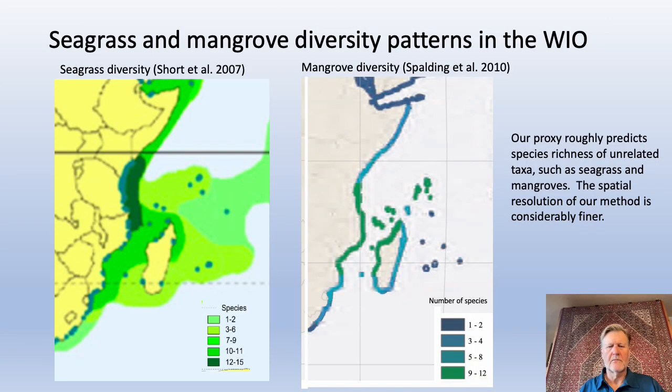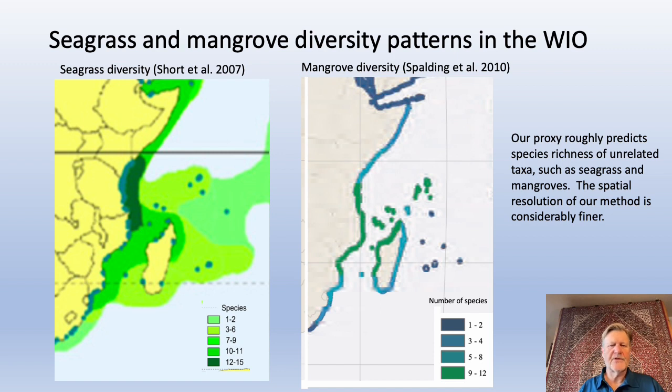One concern is how this total diversity metric might compare with some very different species. These are examples with seagrass and mangroves. And you can see some of the gross patterns are similar between the total diversity, the fish and the coral, and seagrass and mangroves.